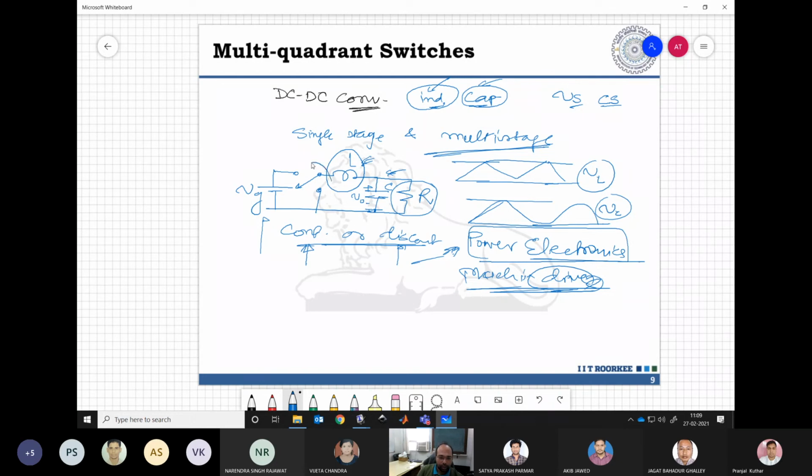Now, coming to the topic. Today we are going to realize this switch, what we have called in general a single pole double throw switch, having 3 terminals like this, and this we are going to realize on the basis of the current and voltage conditions.